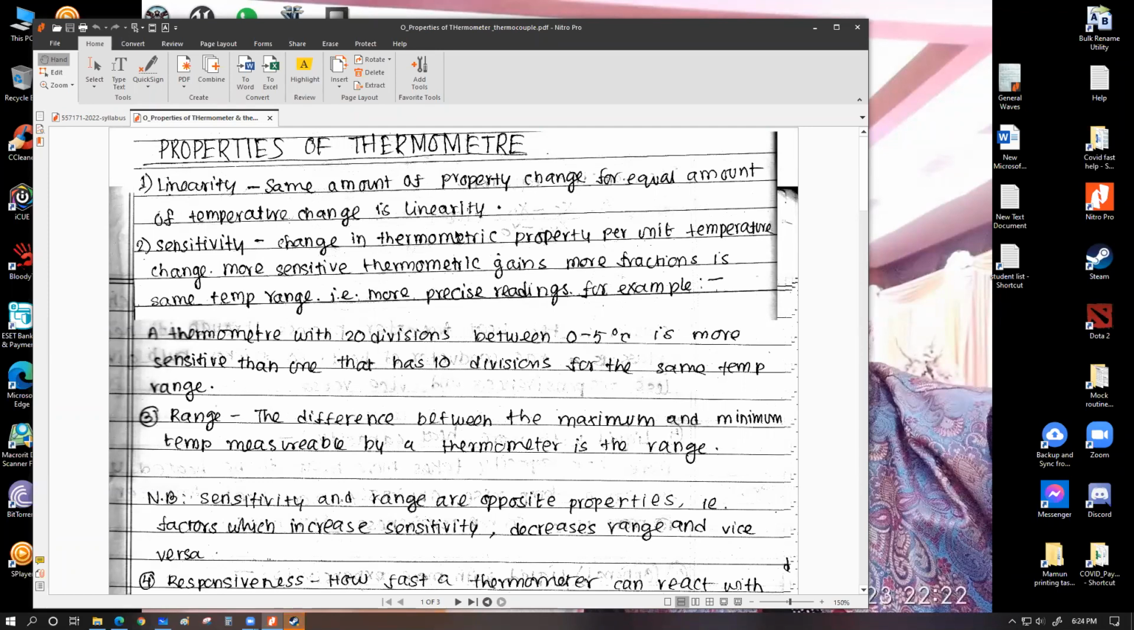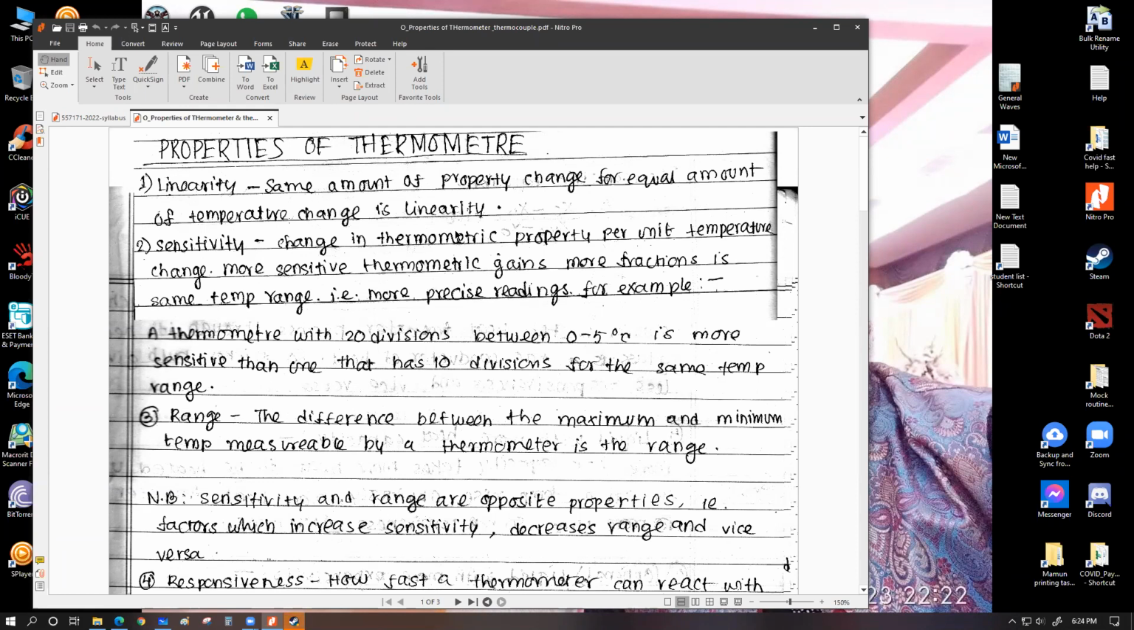Sensitivity, number two. Sensitivity says: change in thermometric property per unit temperature change. This is a phrase, not a full sentence. So what is sensitivity? Sensitivity is change in thermometric property per unit temperature change, which basically means delta X per degree Celsius.